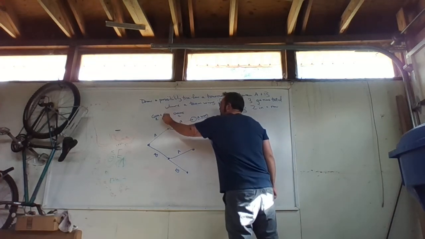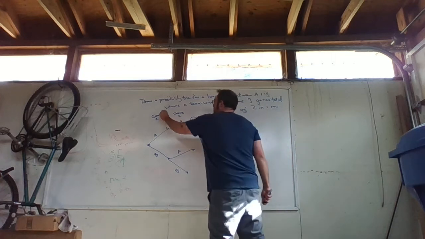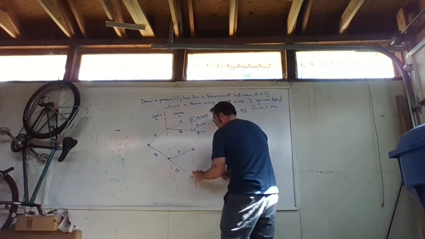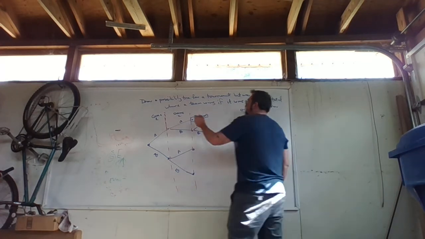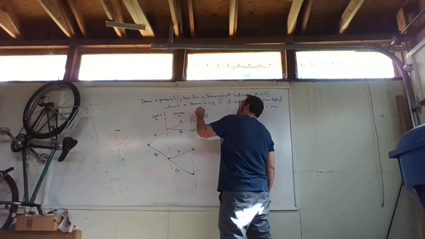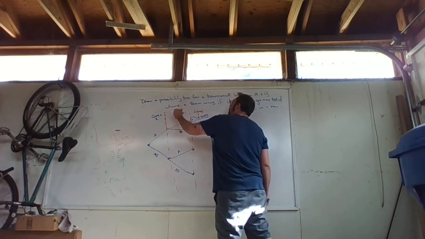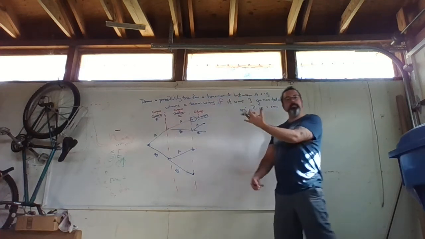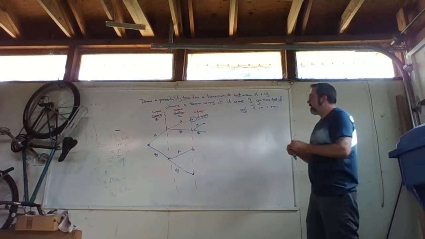You can see how I'm kind of considering, I'll do this in a different color, considering the games sort of on the horizontal axis and the outcomes sort of on the vertical axis.